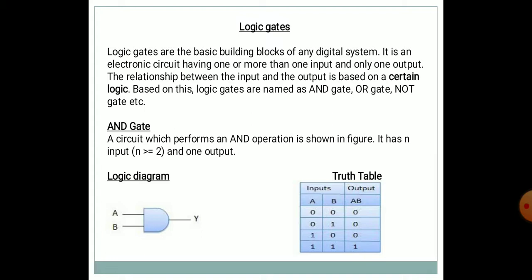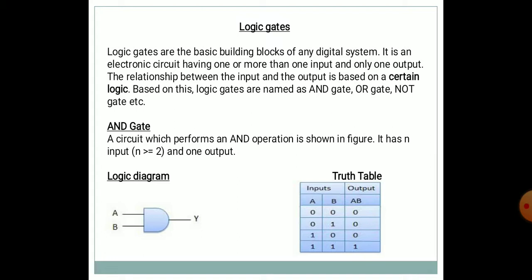So, logic gates are the basic building blocks of any digital system, and a logic gate is an electronic circuit having one or more than one input and only one output. So, there can be two or more inputs, but there should be only one output. Based on the state of this circuit, we can have only one output out of more than one input.